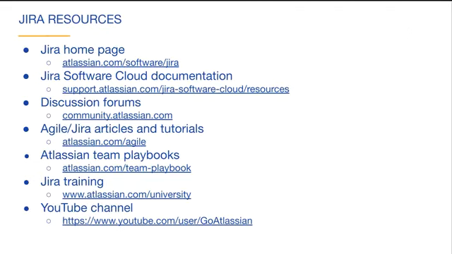In this course, we will discuss many aspects of Jira and provide a solid foundation for why and how to use Jira. However, we will not cover everything. There are many resources available to you as you continue to learn. Here are links to the Jira homepage, documentation, discussion forums or community, general Agile and Jira articles and tutorials, Atlassian team playbooks, Jira training, and the Atlassian YouTube channel. In addition, a general web search on any specific Jira topic or problem should return helpful information to you.